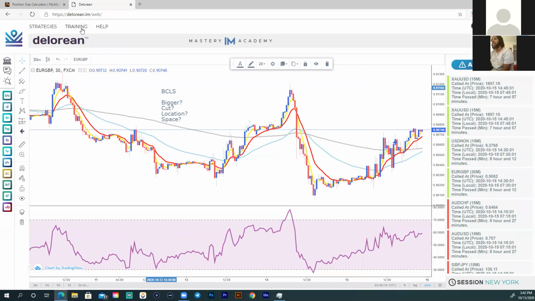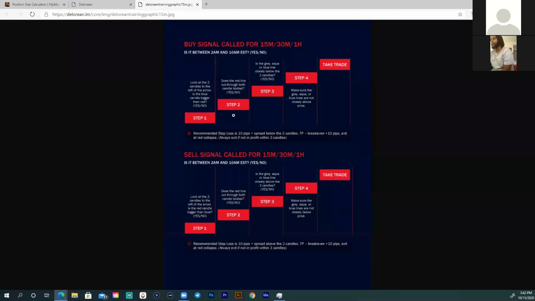And I'm going to show you exactly what these questions are. Right here. This is question 1. Bigger. When you see a DeLorean called out in the alert panel, you will look at the 2 candles before the arrow. Is the second candle larger than the first candle? All right. I'm going to do this example over buys. Okay. So is the blue candle larger than the red candle? The answer has to be yes. If it's no, you're not taking the trade.